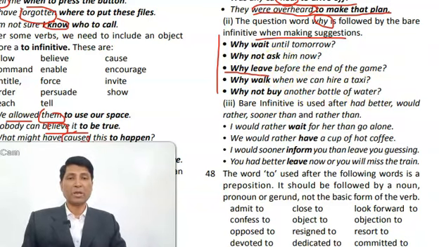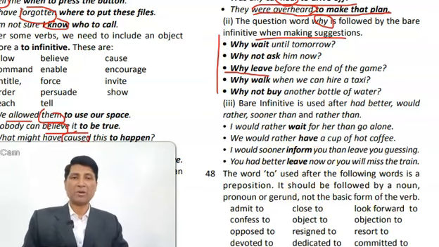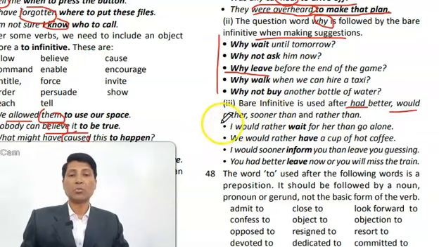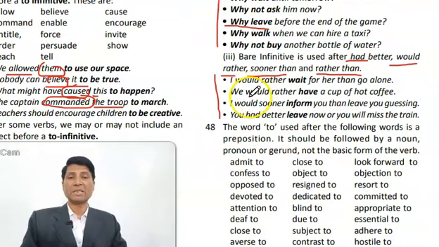Moving on to rule number 3, which is very, very important from the speaking point of view, from the writing point of view, from the grammar point of view. Have a look. Bare infinitive is used after had better, would rather, sooner than, rather than. Let us understand with the help of these examples.